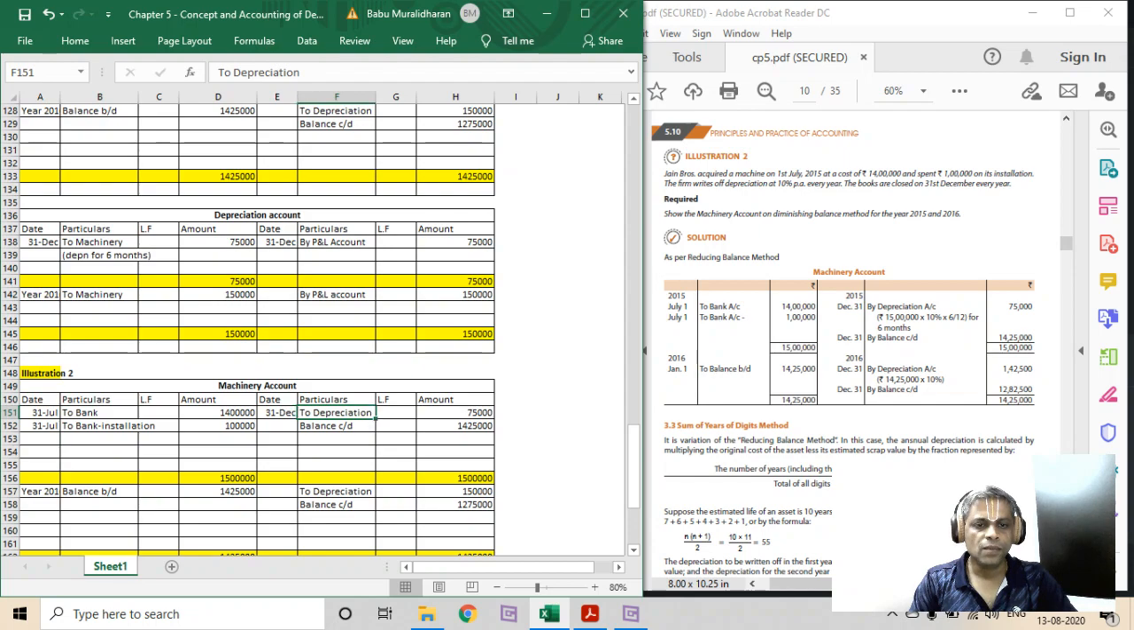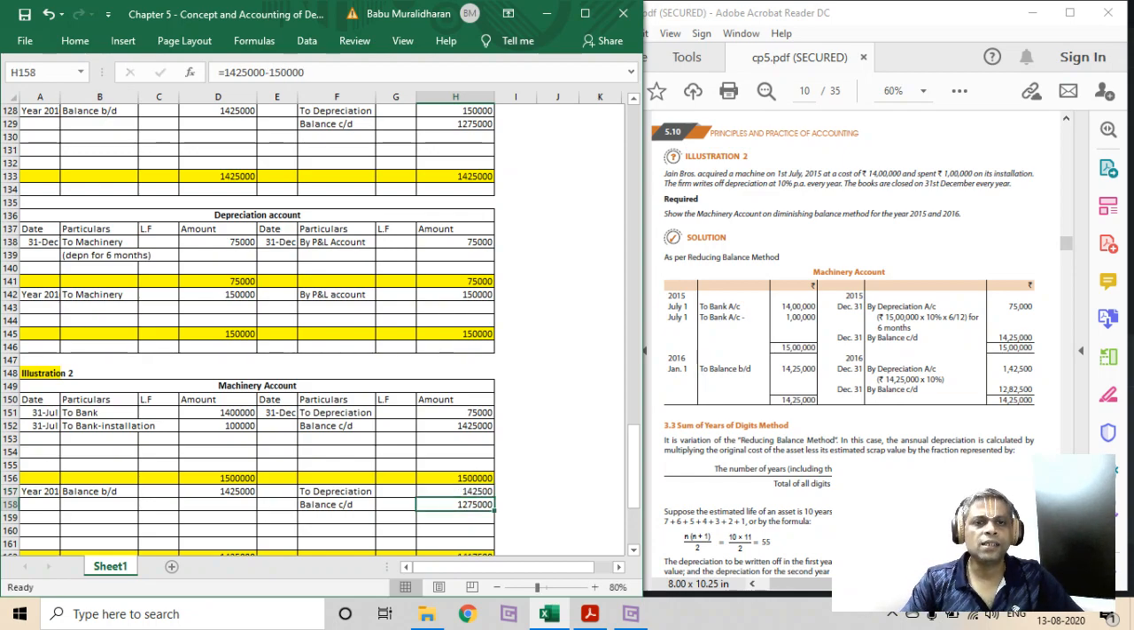This remains same. Depreciation for the first year will still be 75,000 because it is at the diminishing balance method. First year depreciation is at the whole value, right? Now, in case of second year, the change comes in only in the case of second year. Depreciation will be 14,25,000 into 10%.